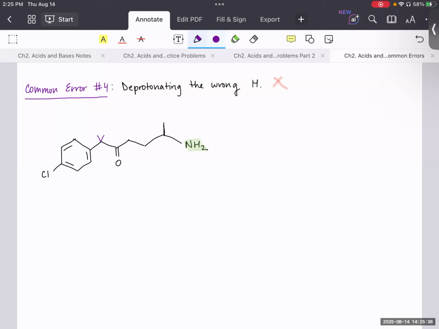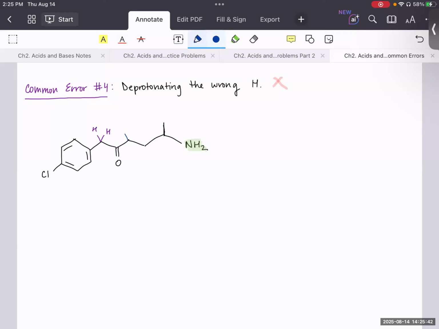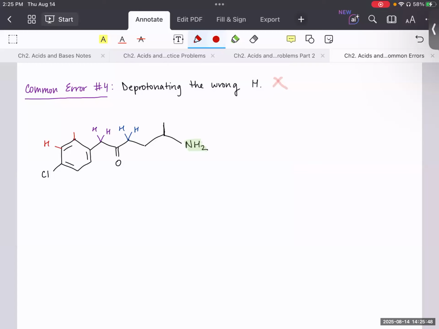So we can see that we have hydrogens right here. We have some hydrogens right here. I'm not going to draw out every single hydrogen here, but we have hydrogens that are on the ring. And then we have those alkane ones in the middle, which are a little bit less interesting because we know that those are not really acidic.